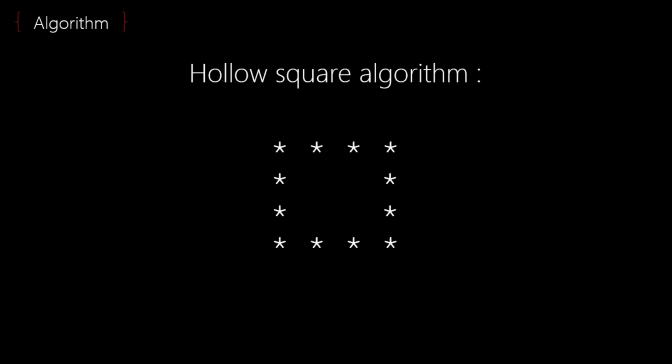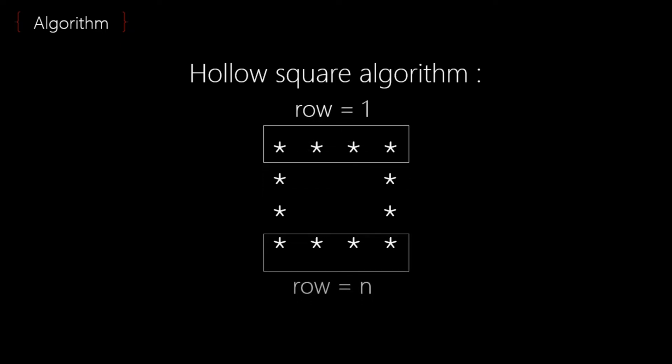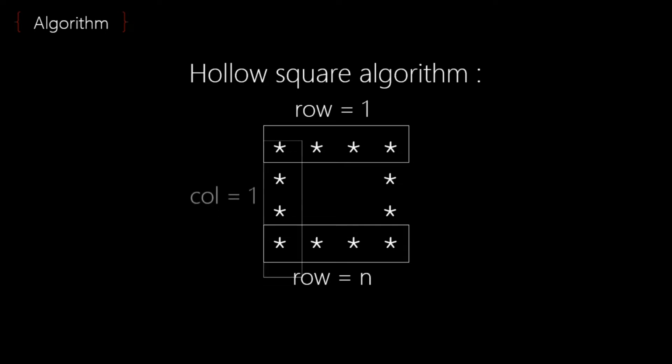If you compare the filled square to the hollow square, you can find easily that in the hollow square we only print a star when we are at the first row, at the last row, at the first column, or at the last column. And all other places are filled with empty space. So if we just add this condition to the filled square algorithm, we get our precious hollow square.